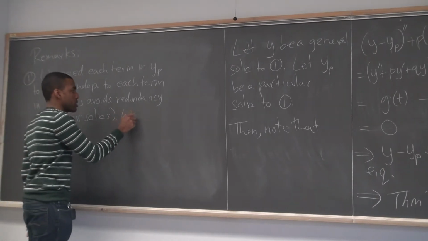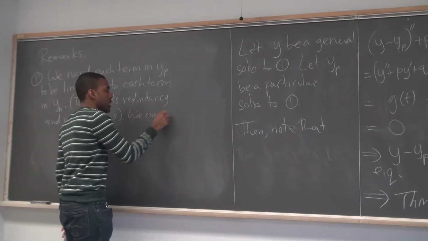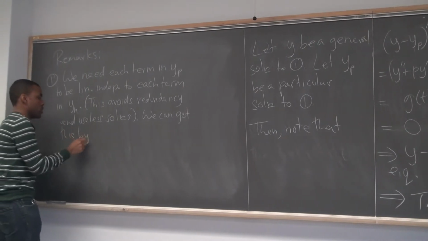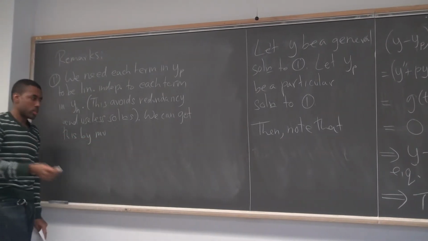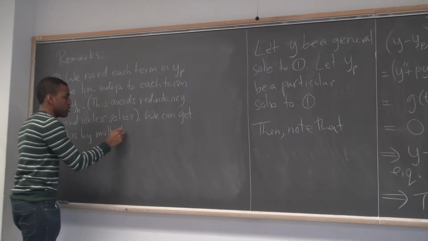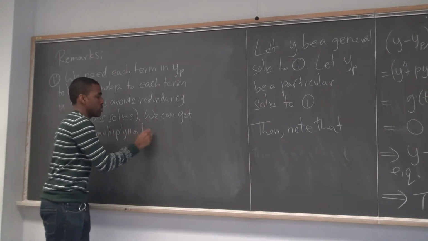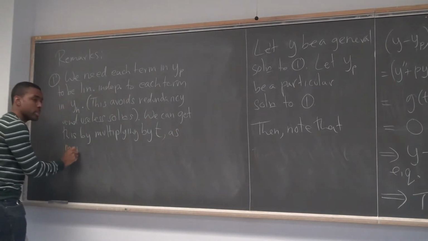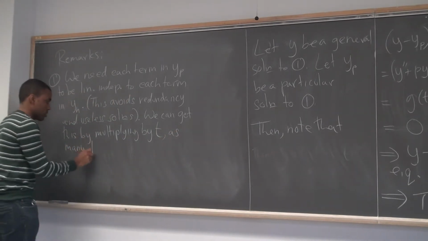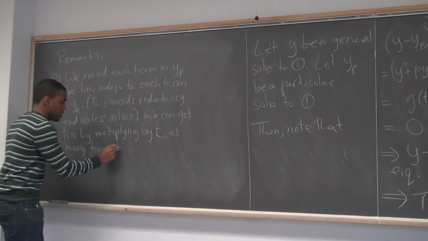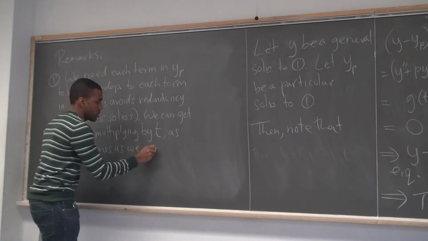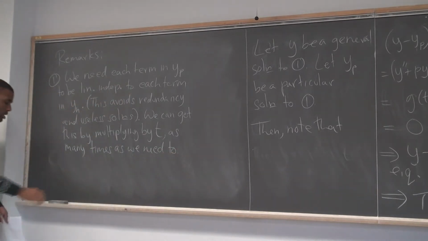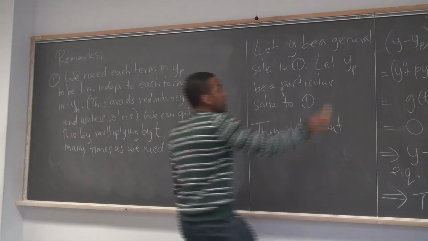Recall, you can get this by what we learned from reduction of order, multiplying by t. As many times as we need to. It turns out there are cases where we'll have to do it more than once. When I do some examples, that will be more clear what I mean by that.